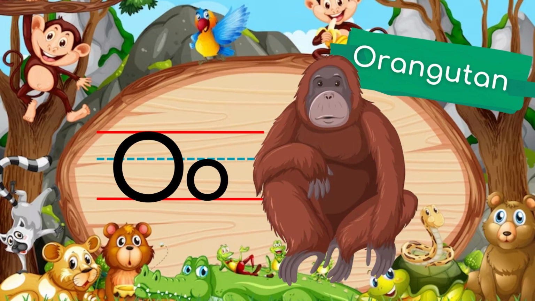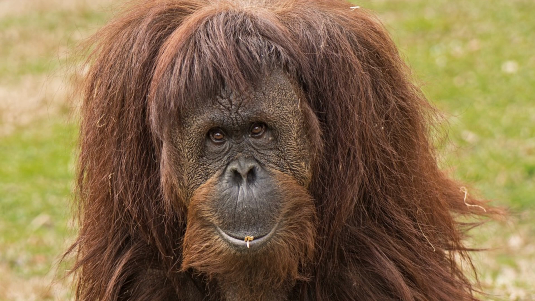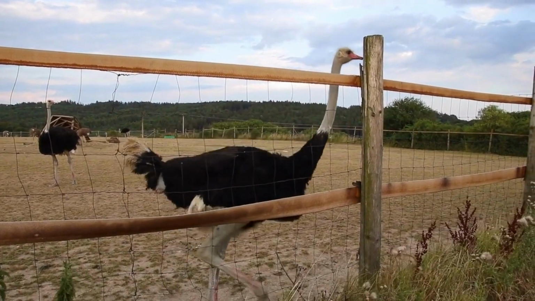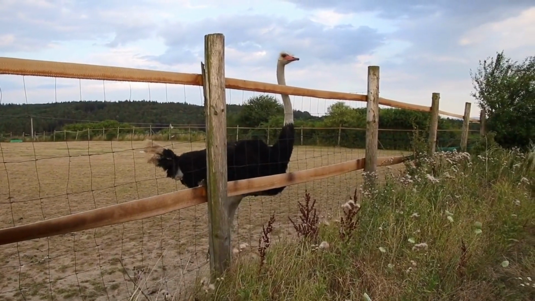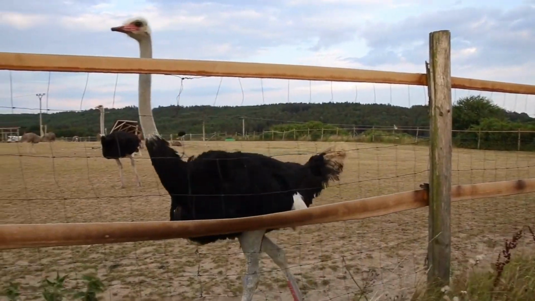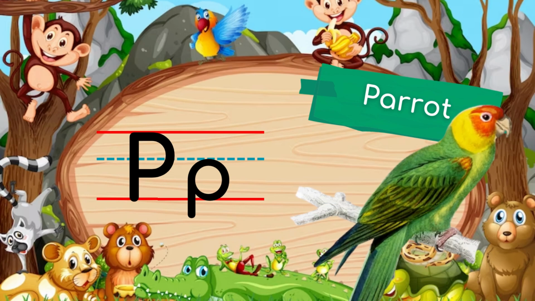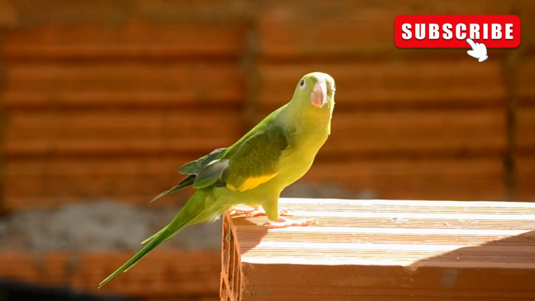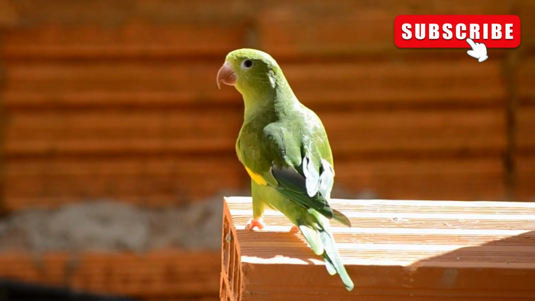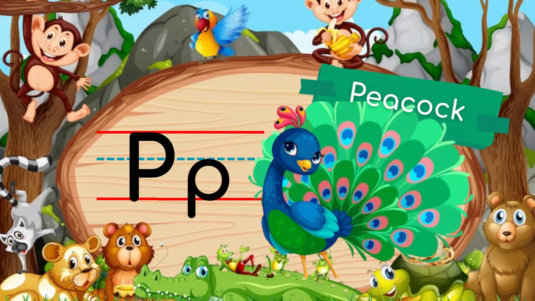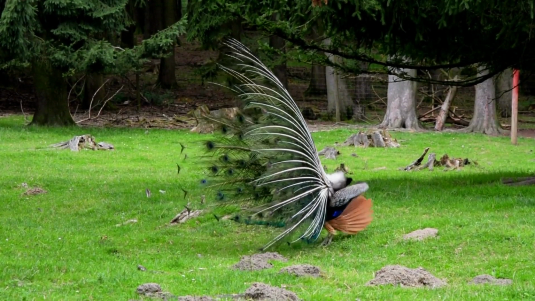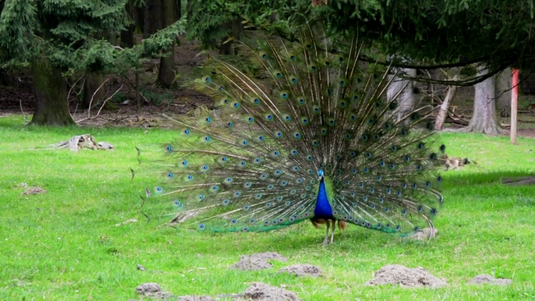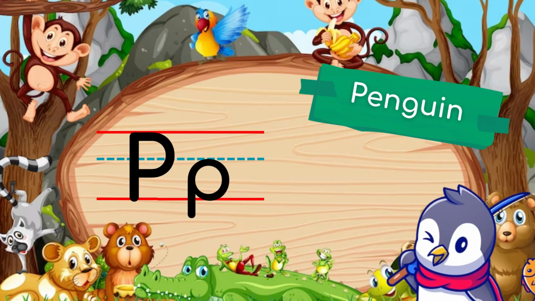O for orangutan. O for ostrich. P for parrot. P for peacock. P for penguin.